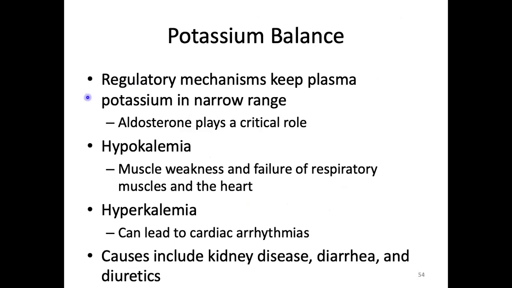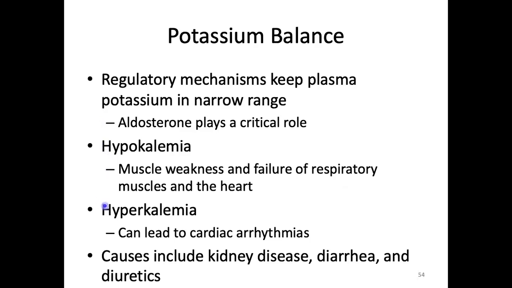Potassium balance, so aldosterone is a critical hormone in regulating plasma potassium in a narrow range. Plasma potassium is around 3.5 millimolar to 4.5 millimolar. If potassium is high, aldosterone is going to increase and kick potassium out into the urine. You don't want hypokalemia, which is low plasma potassium, because your excitable cells are not going to hit threshold. They're not going to depolarize.